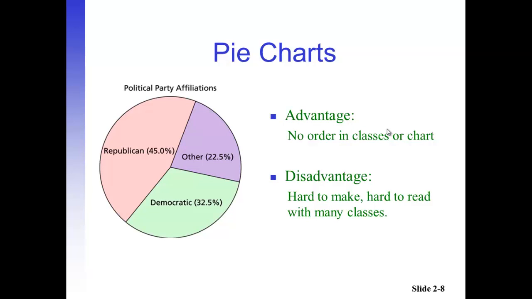I'm sure we've all seen these at some time. The advantages of the pie chart is there really is no implied order in the classes in the chart. For instance, there's no reason to think here that the Republicans are listed first, the Democrats second, and other third, because of the circular nature of the boundary of the chart. On the other hand, it can be a little bit hard to make by hand. It's not, of course, hard to make with technology. It can be quite hard to read if there are a large number of classes, because at least some of the sectors in the circle would become quite small.